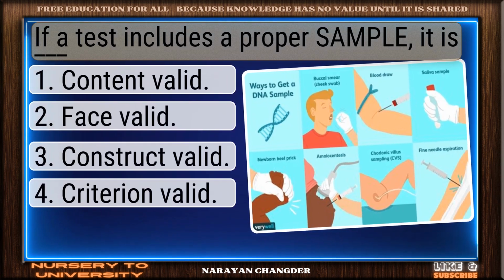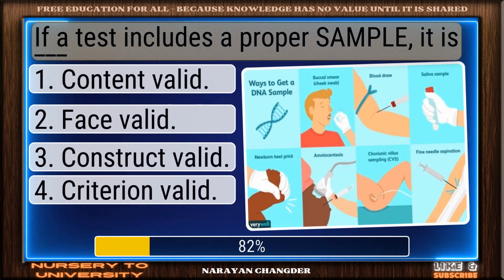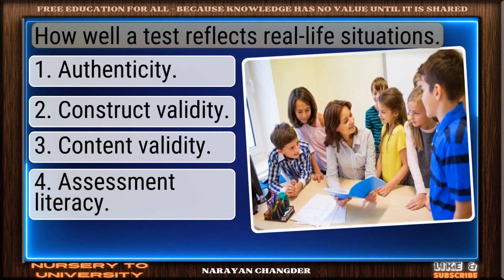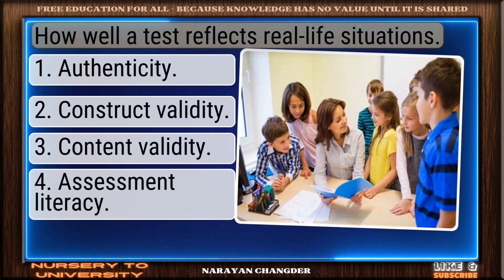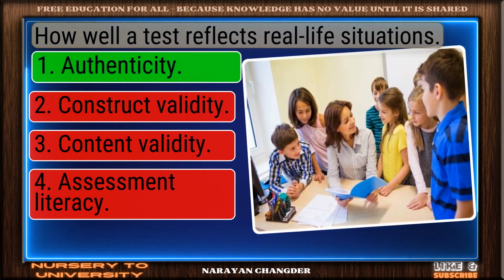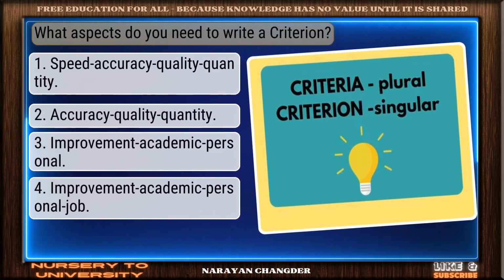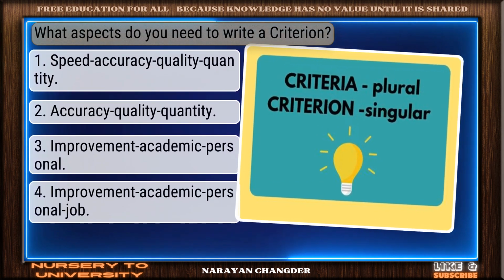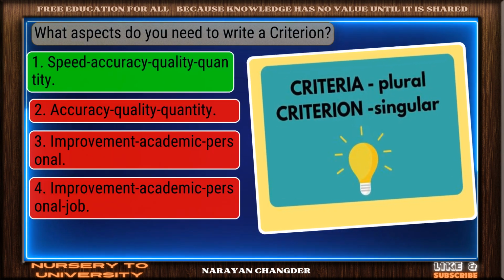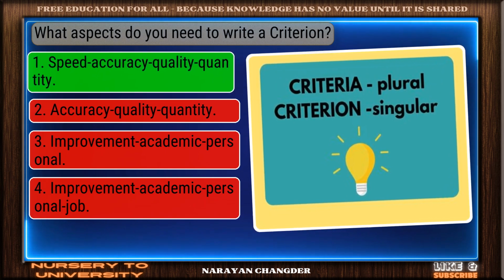If a test includes a proper sample, it is dash. Valid point. Content valid is true. How well a test reflects real-life situations. Correct response. Authenticity is the most accurate answer. What aspects do you need to write a criterion? Good job. Your answer speed, accuracy, quality, quantity works well here.